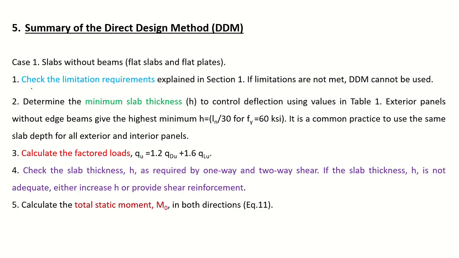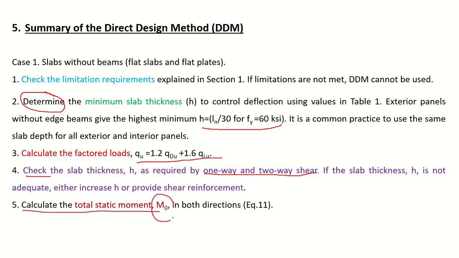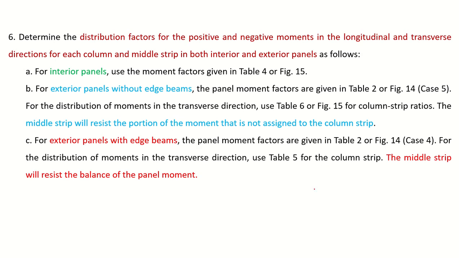To summarize, first check the limitation requirements, then determine the minimum slab thickness. Different formulas are given and we have solved 2 examples on that as well. Calculate the factored load. Now check the slab thickness on the basis of one-way and two-way shear. We have a separate video on it, you can check it out. And calculate the total static moment m naught. This is that important m naught which you then have to distribute longitudinally into m positive and m negative, and transversely into column strip and middle strip. See here. And that will be it.